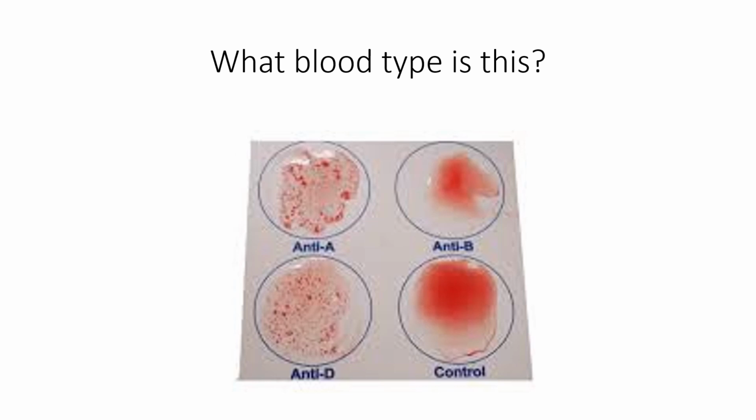So what is this person's blood type? Take a sample of blood, we mix it with the 3 different types of antibodies. When it's mixed with the anti-A antibody, you get clumping, meaning that the A antigen is present on that blood.